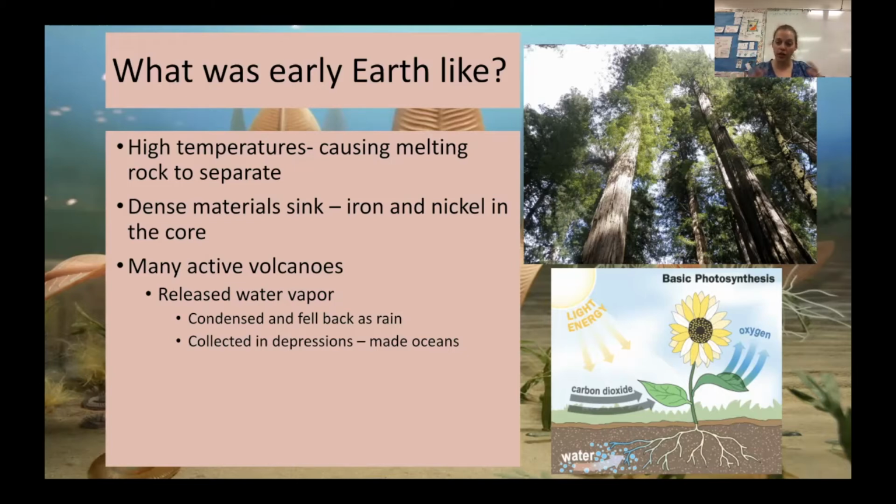Those rains, as they come back down to the planet, the water collects in the depressions formed by the cooling crust, and eventually we can get our oceans, very shallow oceans. And then with plate tectonics, we have the Earth as we know it today.